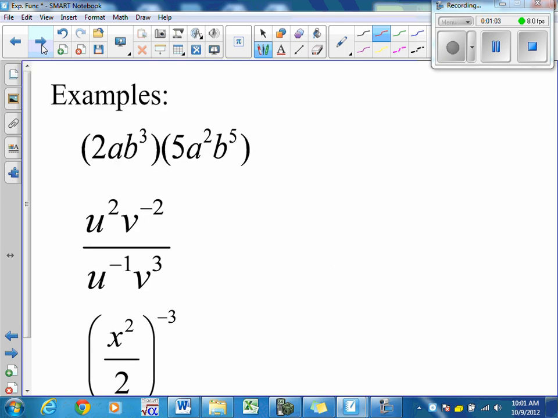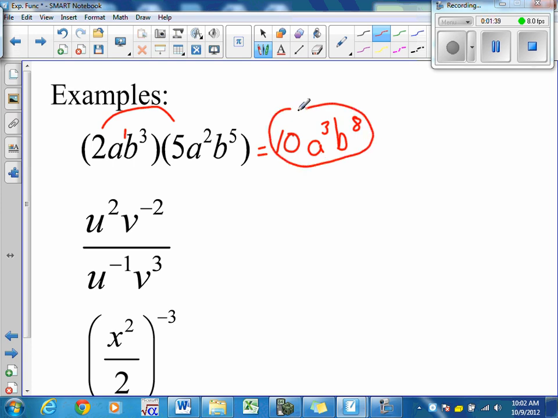Exponents are important. Just to review, if we have these two multiplied together, 2ab cubed times 5a squared b to the fifth. Our numbers, 2 and 5, we just multiply, which gives us 10. For multiplying our bases, a, we have a to the first and a squared, 1 plus 2 is a cubed. And then finally, b cubed times b to the fifth, 3 plus 5 is 8. So we have the same base, we add our exponents.